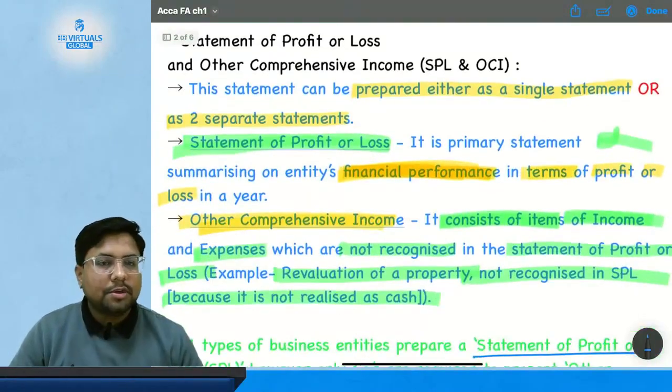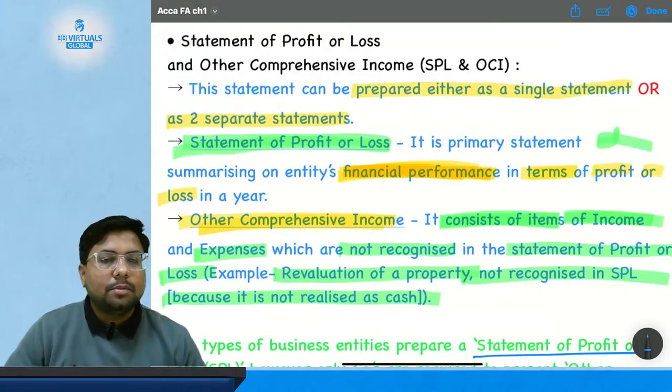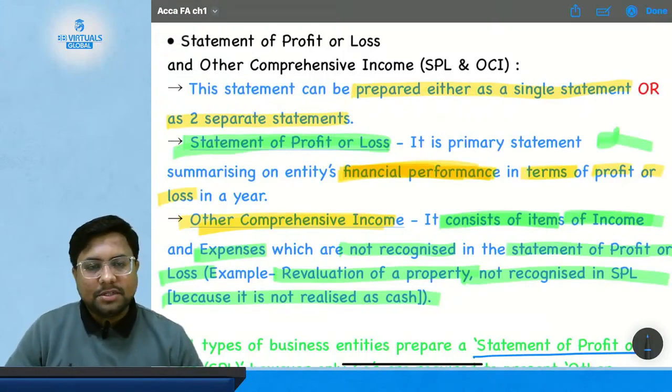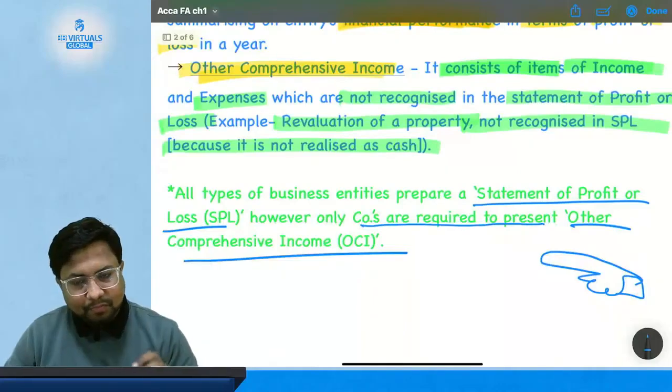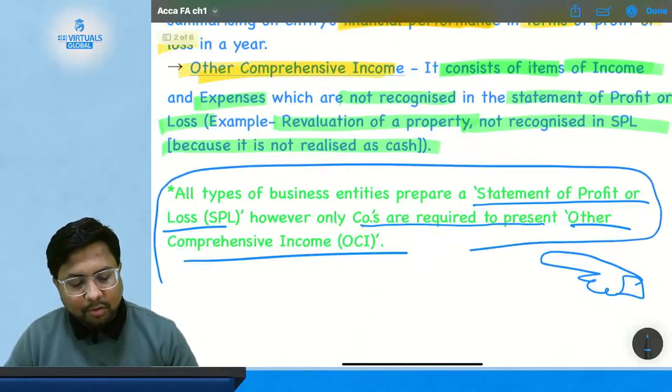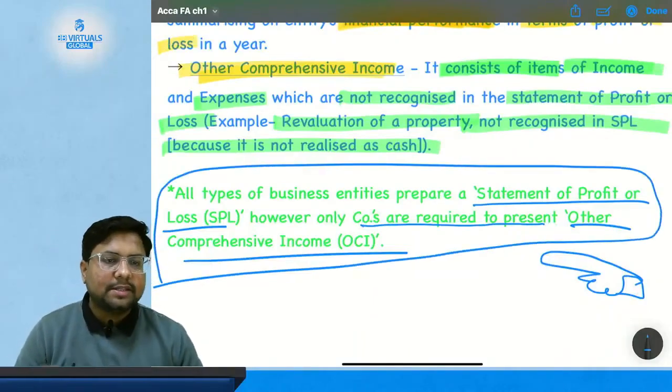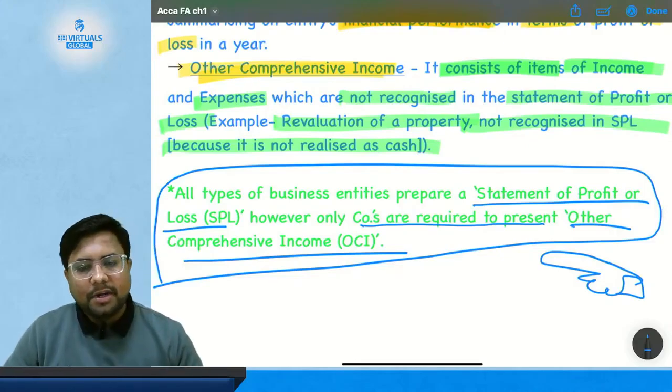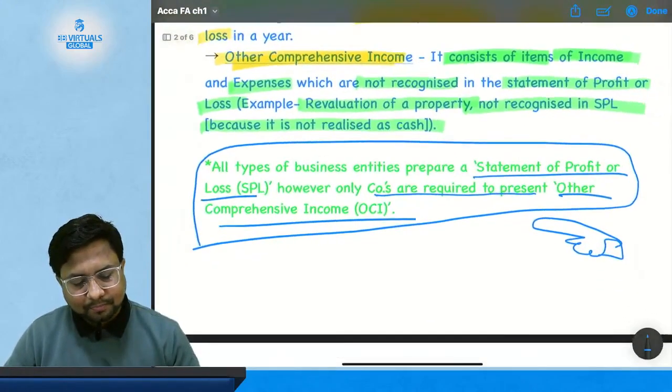But other comprehensive income items are only going to be prepared by a company form of business entity. Just keep it in mind, because the institute, that is ACCA, has asked this question many times in your examination.